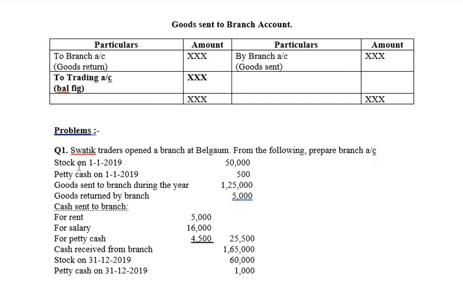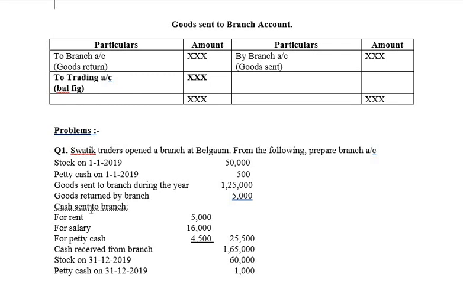Openings, that is, the stock on 1/1/2019, is nothing but the opening stock. Stock on 1/1/2019 is 50,000. Petty cash on 1/1/2019 is 500. So this is nothing but the opening balance of petty cash. Goods sent to branch during the year, this is nothing but goods sent to branch during the year. This is nothing but cash. Goods sent for cash. Next, goods returned by branch 5,000.